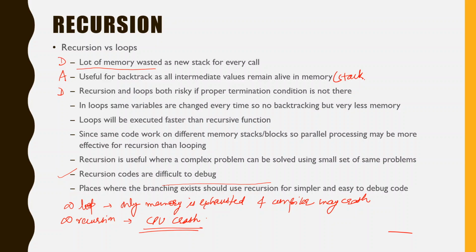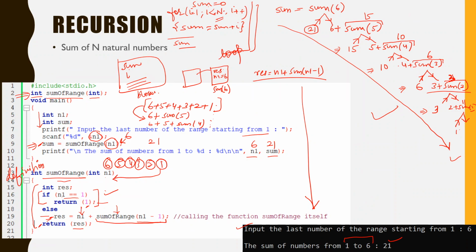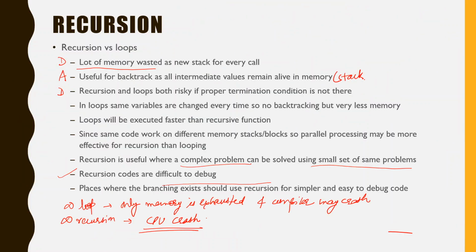Recursion is also useful when there is a complex problem that can be solved with a small set of the same problems. This is what we have done here. A bigger problem has been divided into a smaller problem plus the addition of the remaining problem. In this way, complex problems can be broken into a set of small, same problems. The words small and same are important, because the same problems lead to recursion. Otherwise, if the problems are different, you cannot perform recursion.